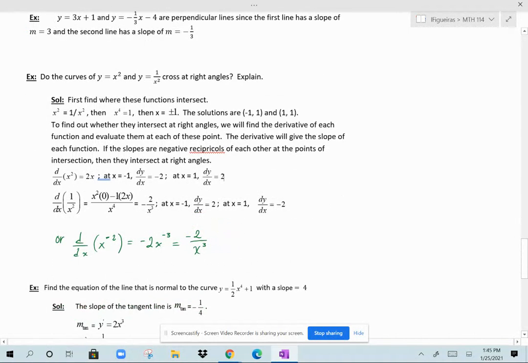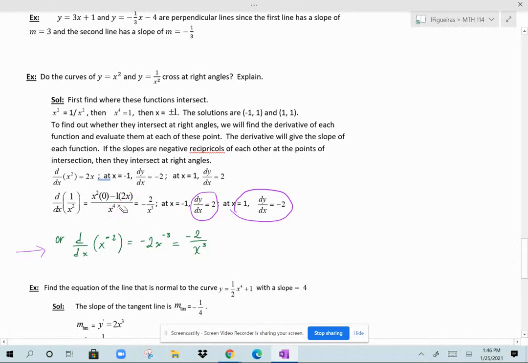I decided to use the quotient rule for this, although it can be done another way, which I showed you below. With the quotient rule, this is g f prime minus f g prime over g squared. So x squared squared is x to the 4th. But then this x in the numerator cancels with one of these. So my derivative is -2/x³. When I plug in -1, I get that the derivative is 2, and when I plug in +1, the derivative is -2.